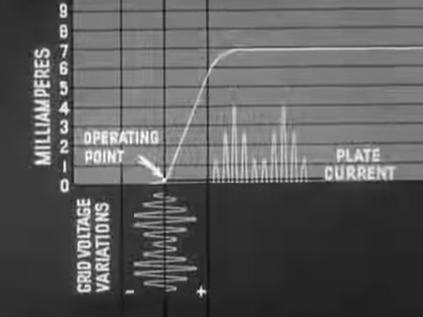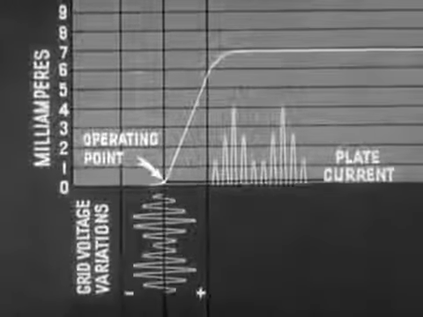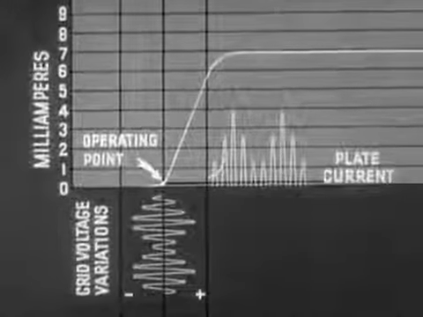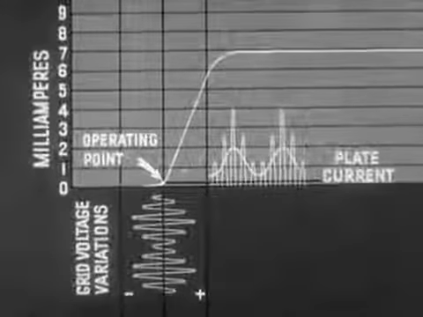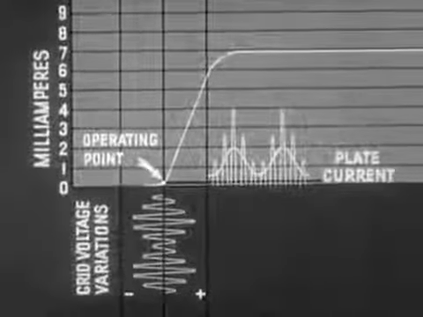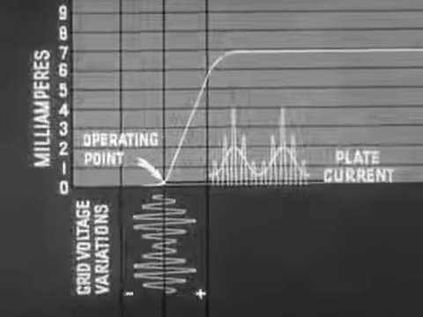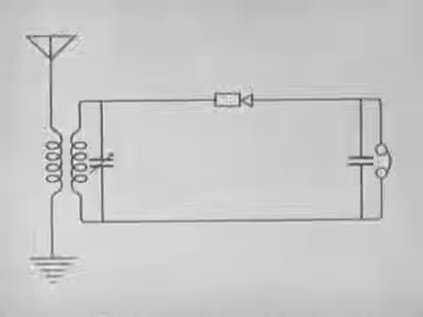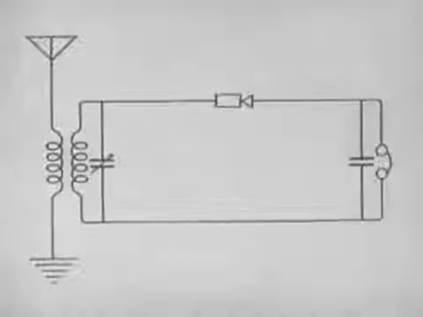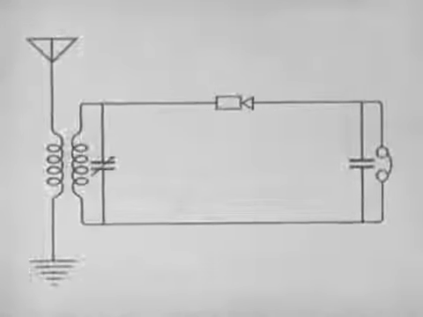The average plate current resulting from the unequal amplification of the positive and negative half cycles will be a direct current pulsating at audio frequency. Such a current will operate the earphones. Here is a diagram of a simple receiving set which uses a crystal as a detector.